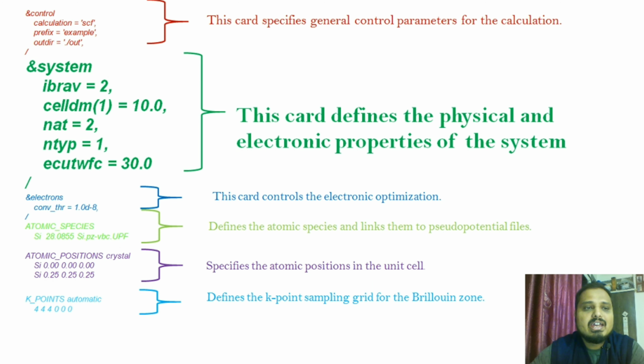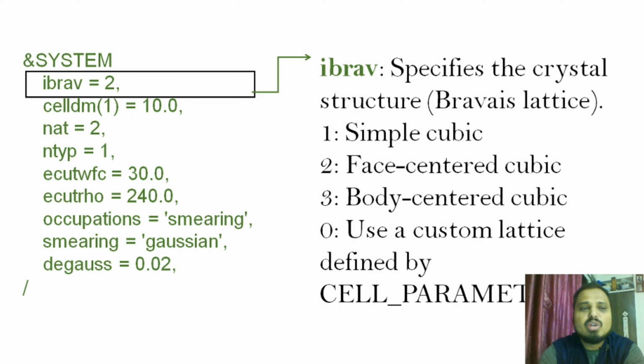Next we have the system card. This system card defines the physical and electronic properties of the system. Now let's see which parameters are used in the system card. First we have ibrav. Ibrav specifies the crystal structure or Bravais lattice.